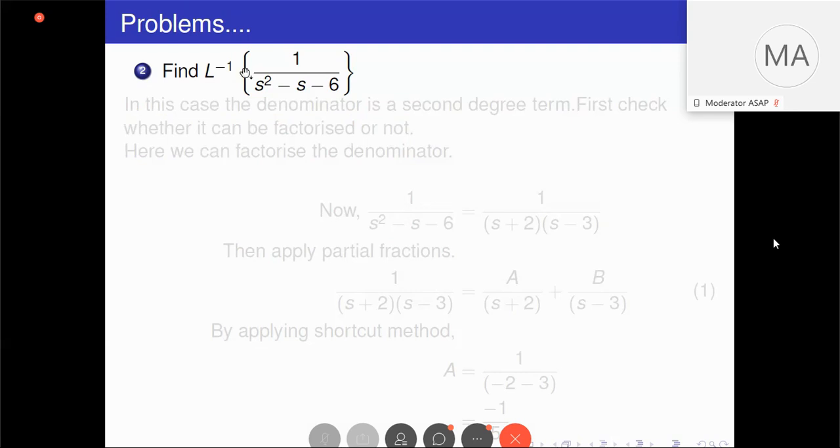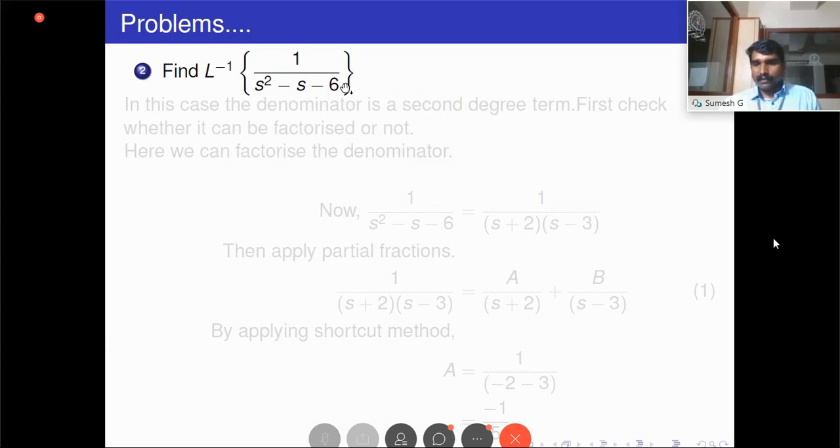So consider the second question again. Find the inverse of 1 by s square minus s minus 6. Inverse Laplace transform problems are classified according to the denominator. The denominator is s square minus s minus 6. It is of second degree.